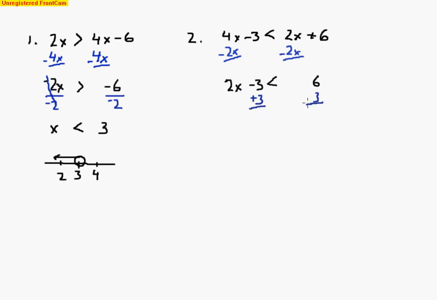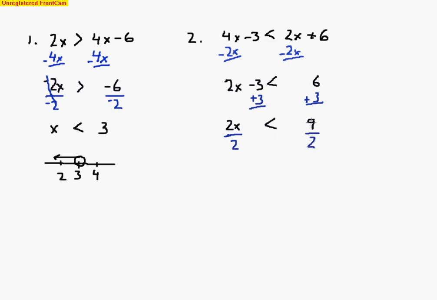So once I've added 3 to both sides, then I've got the variable just about isolated. The only thing I need to do is eliminate that coefficient out in front of the variable. So I've got 2x is now less than positive 9. Well, again, I'll eliminate that coefficient by doing the opposite operation, which is to divide by 2 on both sides.